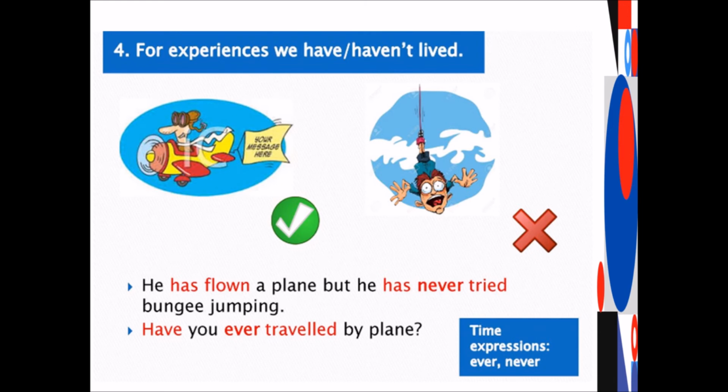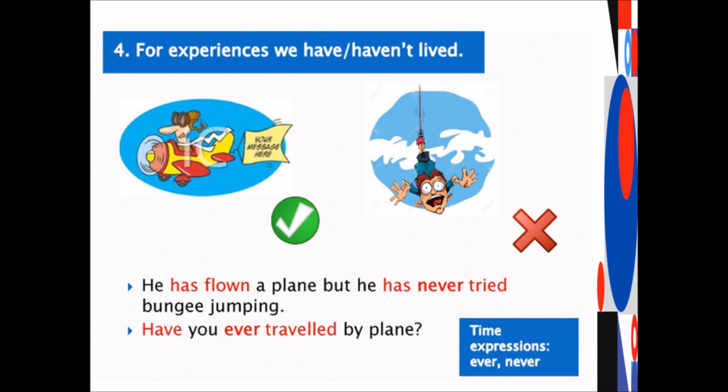So for situations that are sort of unusual or unlike our routine, we have to use the present perfect. And then we have the time expressions ever and never. I'll also be mentioning the time expression already that we use mainly for affirmative sentences, okay? Let's understand it. I have an example here. He has flown a plane, but he has never tried bungee jumping.